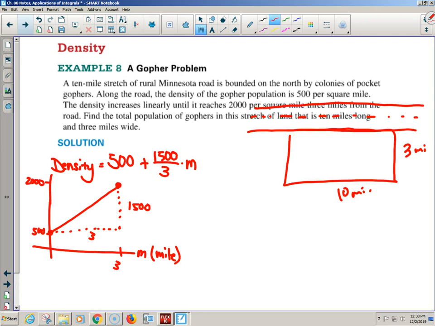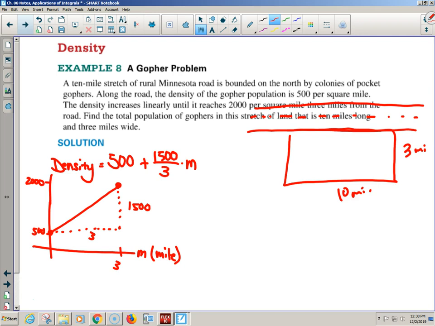Whoa! I got to make an equation for density, which is always changing depending on how far away from the road you are. Why would it make sense that the density of the gophers would increase as you get farther from the road? They're not being hit by cars, or they're not being scared by cars. The farther away you are, the more gophers there are, the more out in the boondocks you are, whatever you want to say.